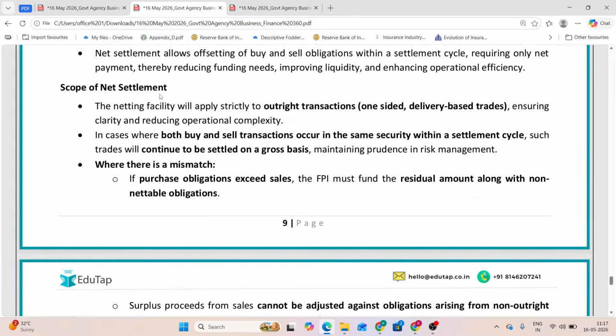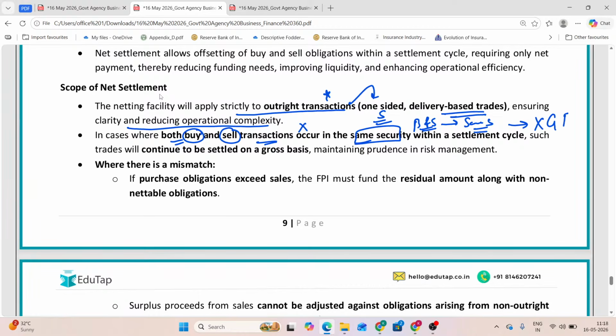The netting facility will apply strictly to outright transactions, that are one-sided transactions for a particular security, and they are delivery-based trades, ensuring clarity and reducing operational complexity. In cases where both buy and sell transactions occur in the same security, these are not outright transactions, because both the buy and sell positions are in the same security. So in this case, net fund transaction is not possible, and the gross transaction has to happen.